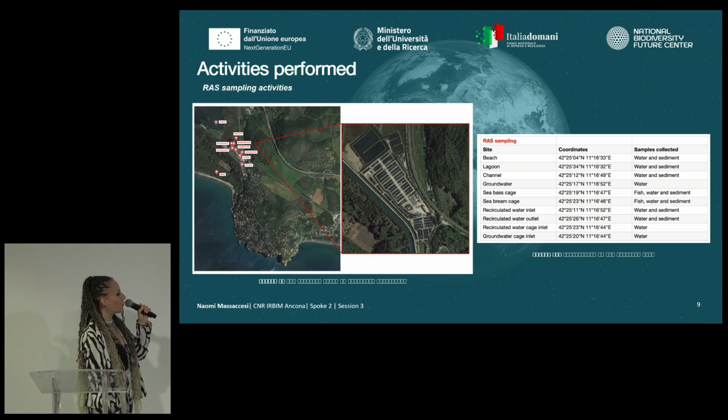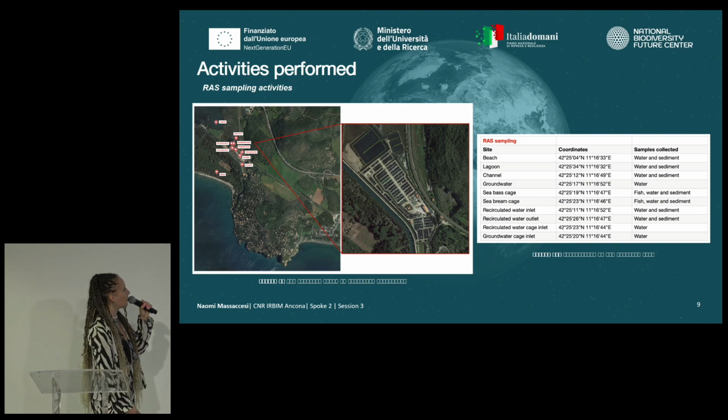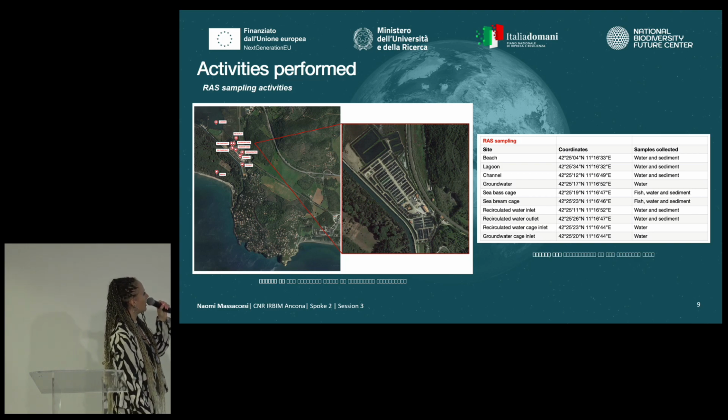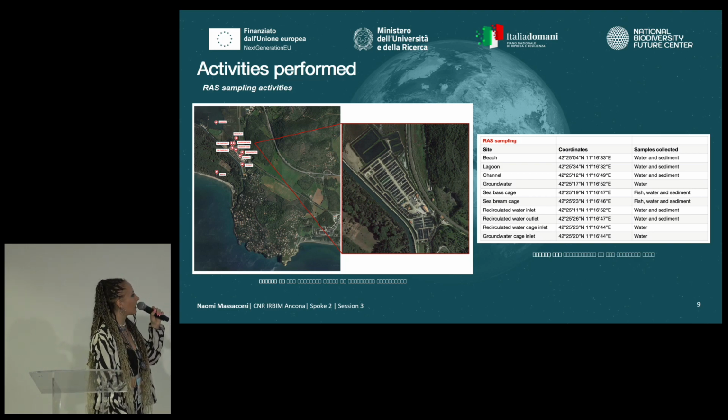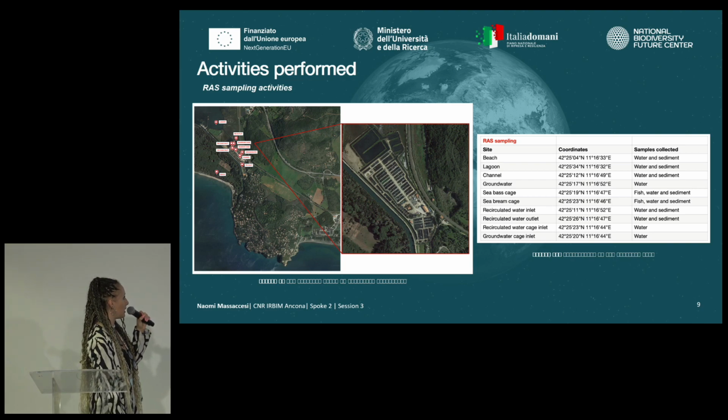The recirculating water inlet and outlet, characterized by water entering and leaving the aquaculture plants before or after the chemical and physical processes. And finally, the groundwater and recirculating water tank inlet, characterized by the water entering into the breeding tank.